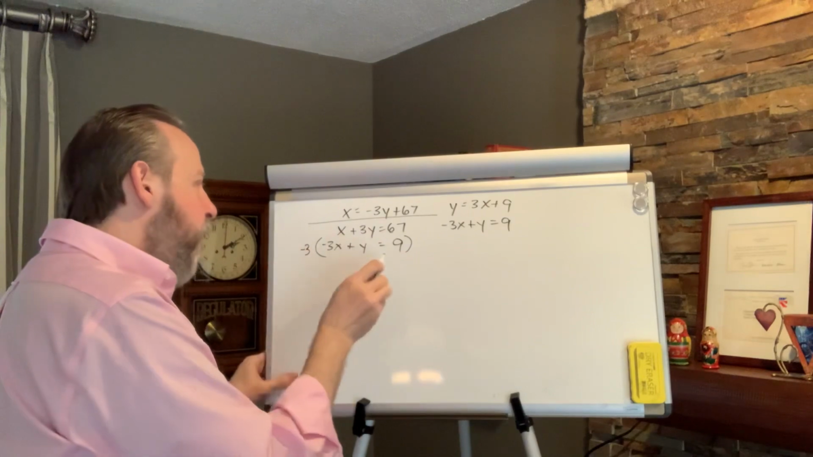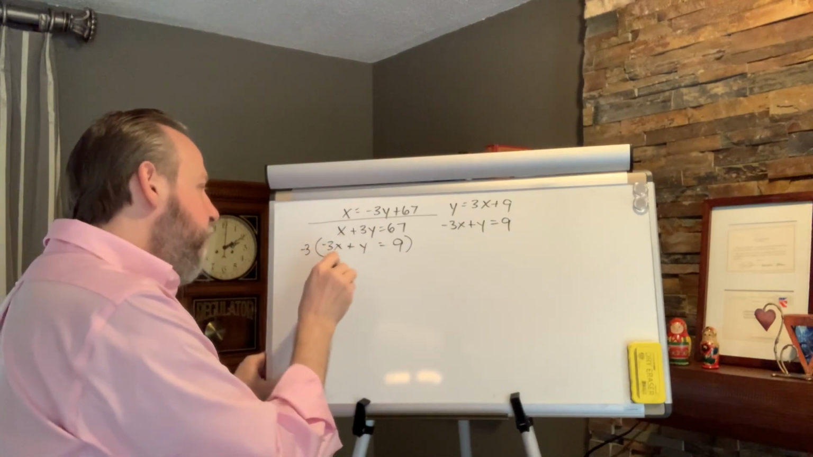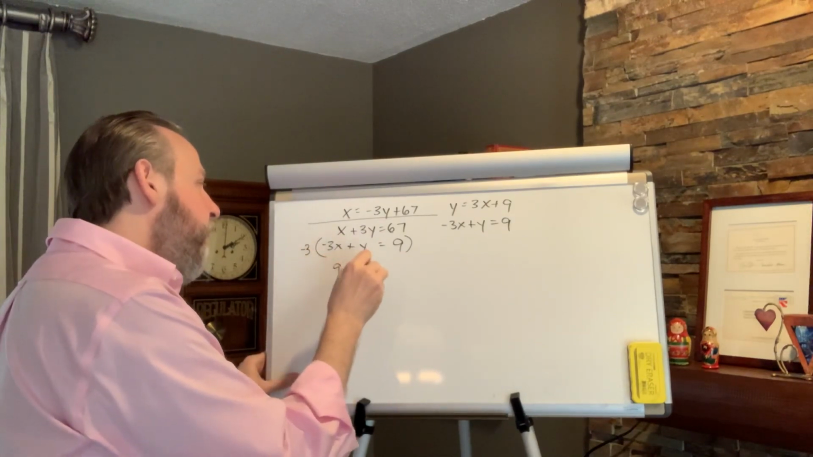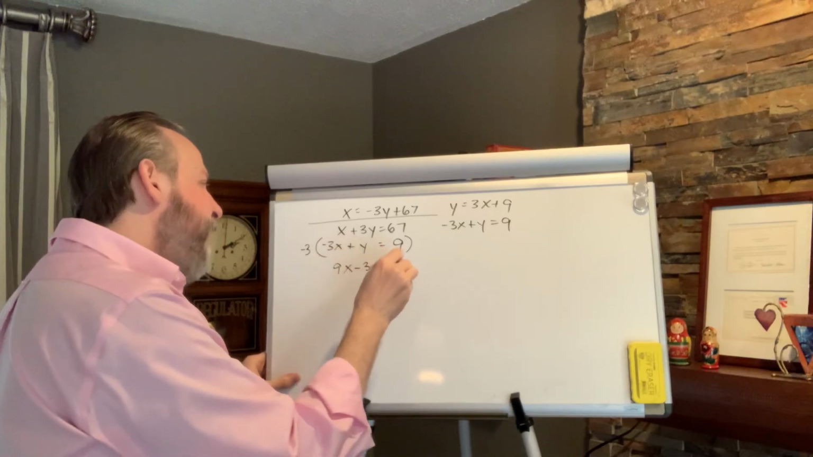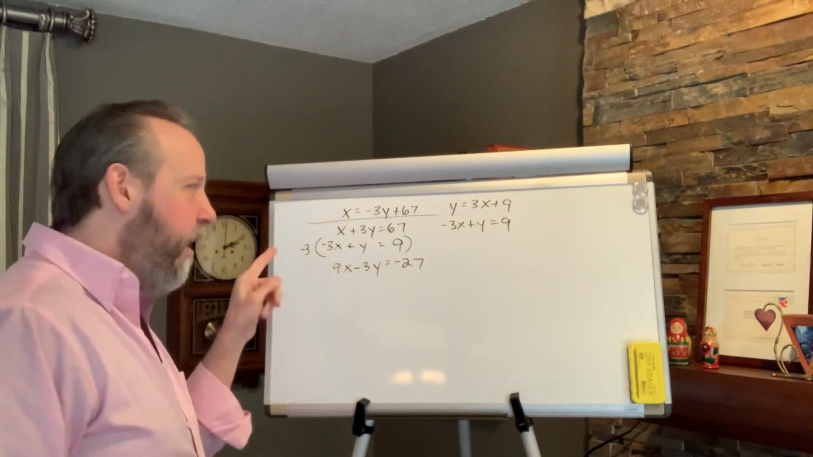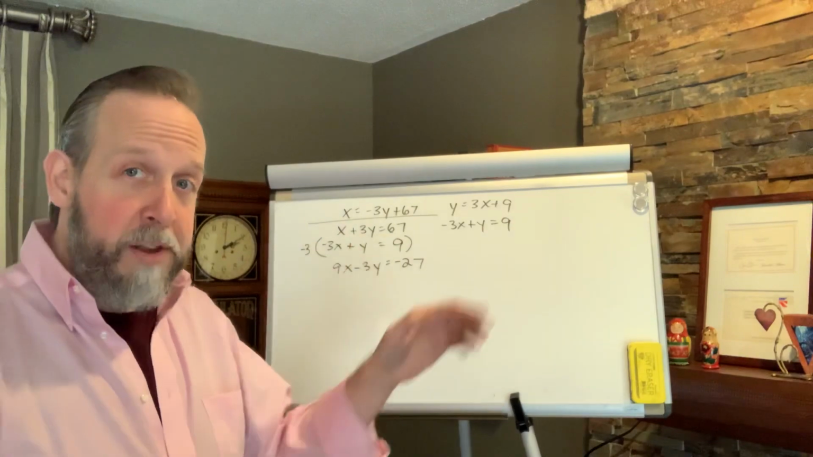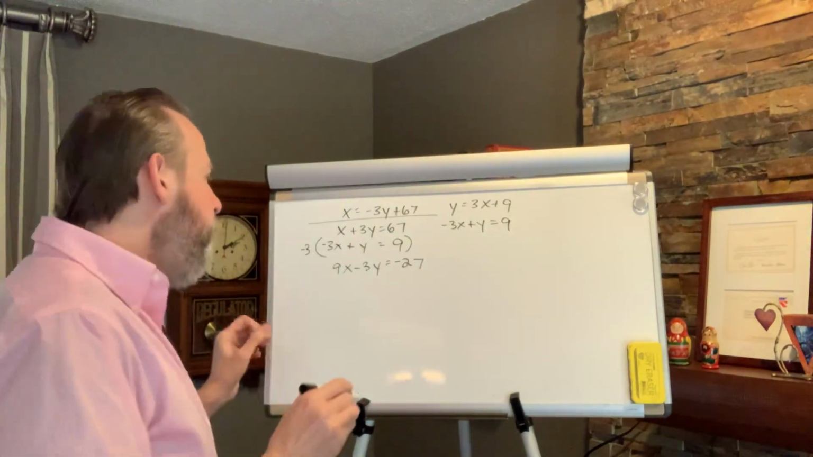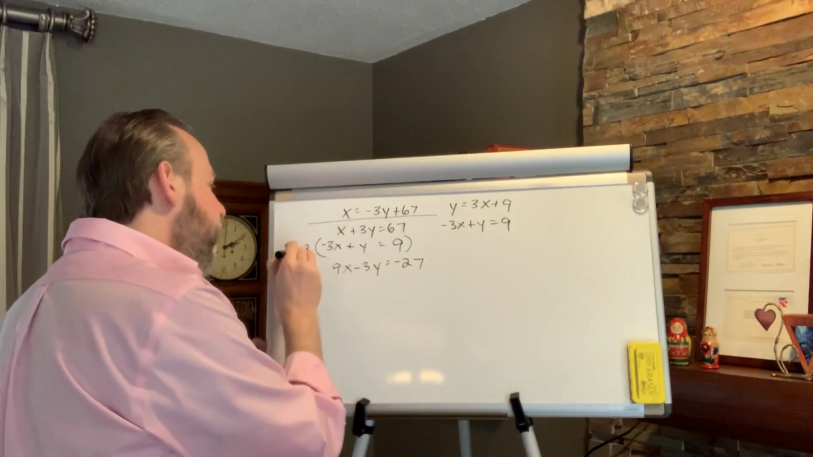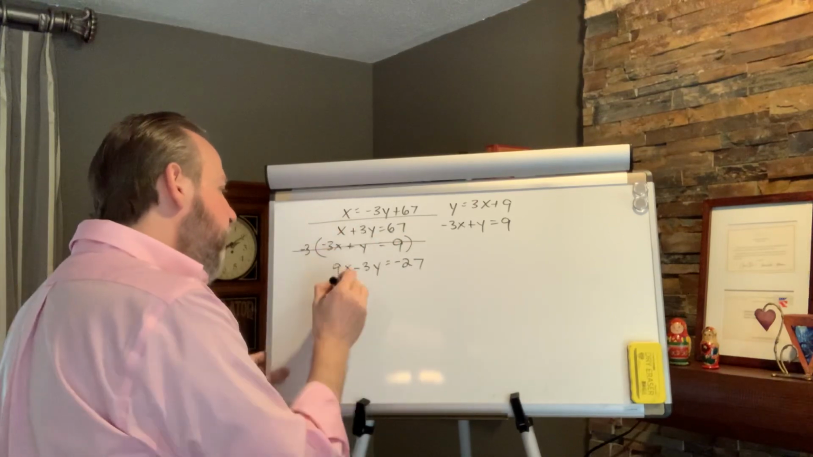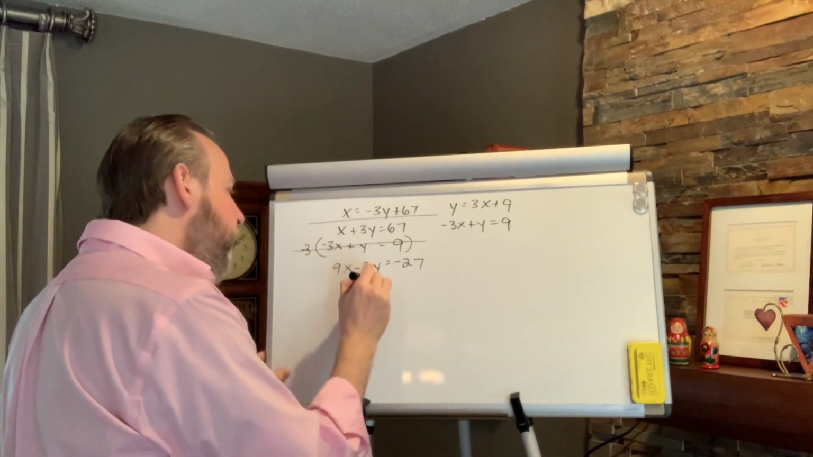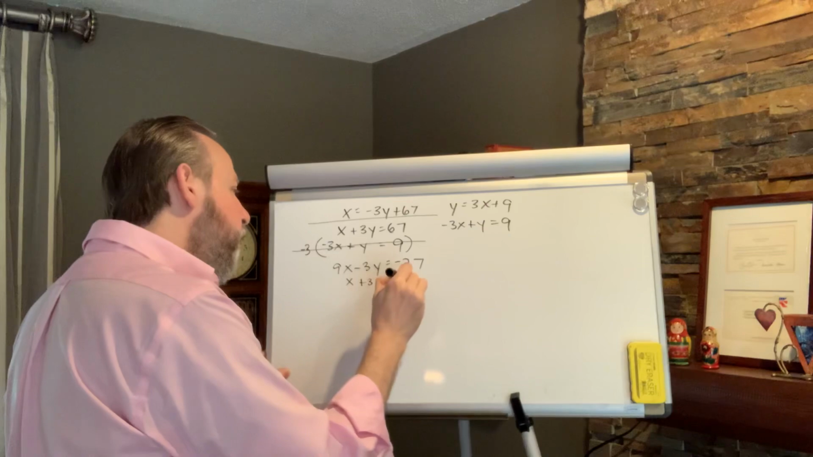Distribute throughout the entire equation. Negative 3 times negative 3x is 9x minus 3y equals negative 27. Don't forget, it has to be distributed throughout the entire equation. All right, I'm done with that. I'm going to just put a line through it. I'm going to bring the other line down to stack it again.